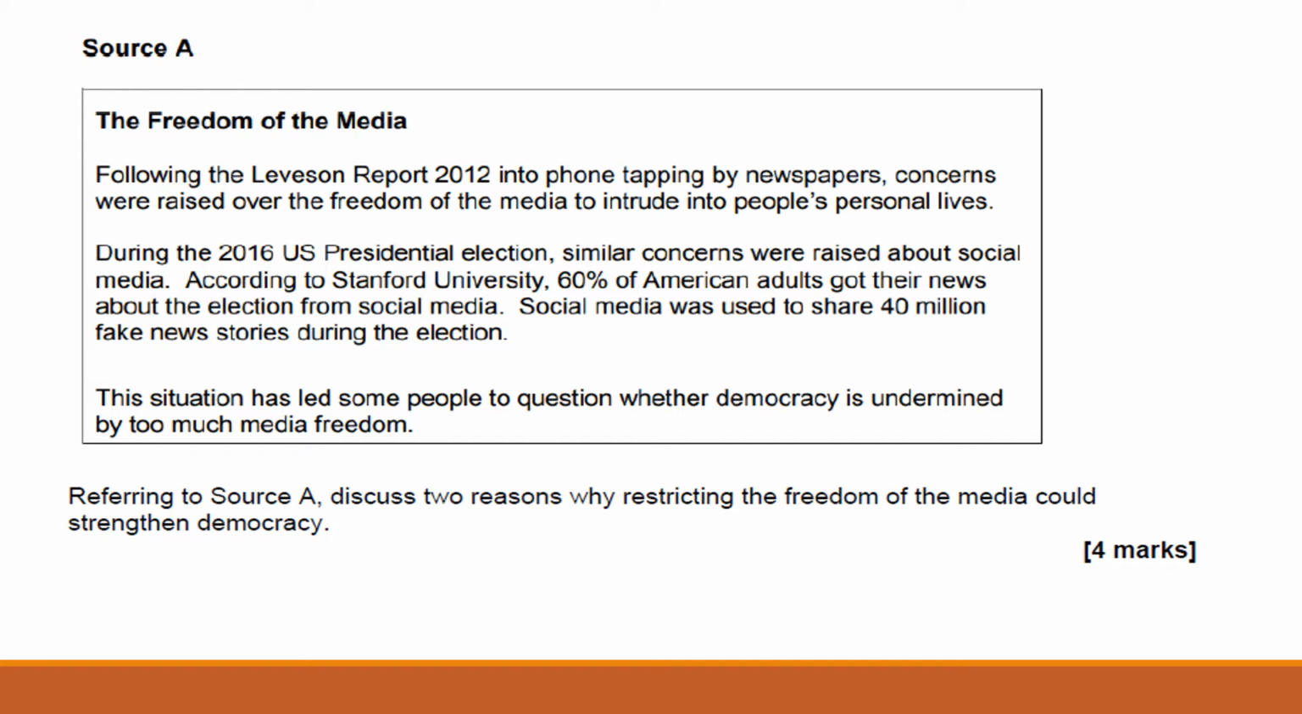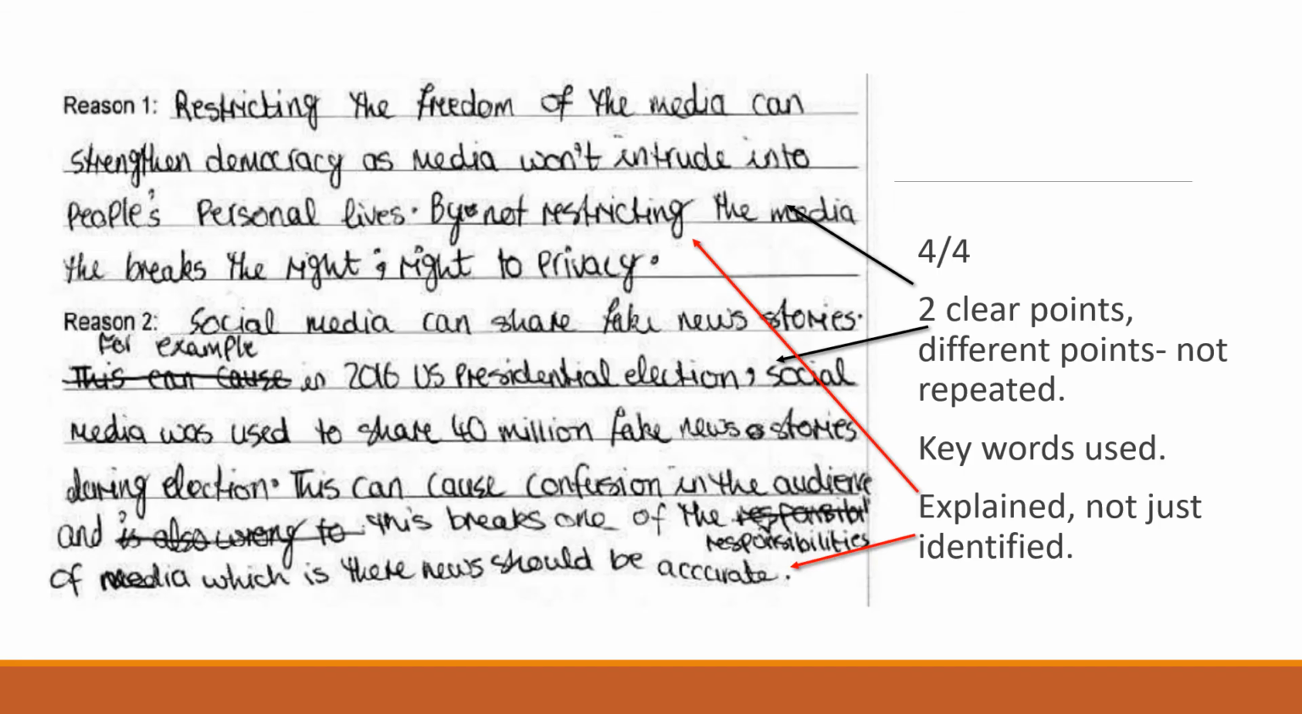Your question then says, referring to source A, discuss 2 reasons why restricting the freedom of the media could strengthen democracy. What I would do is I'd get my highlighter and I'd highlight the bits of the source that you're going to use in your points. So your first point is about the phone tapping, your second point is about fake news.